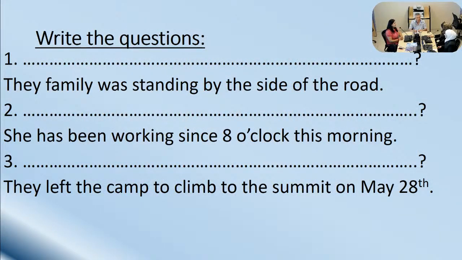Number 2. She has been working since 8 o'clock this morning. This sentence is in the present perfect continuous. Here we have since 8 o'clock, so it's a duration of time, so we use how long. How long has she been working?